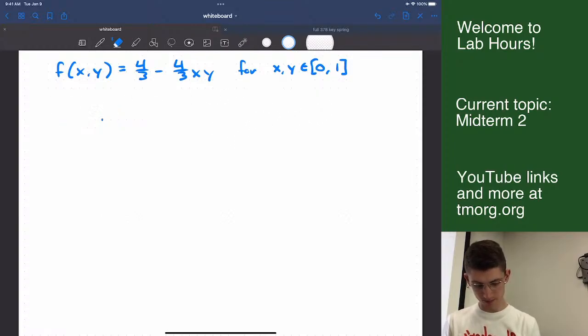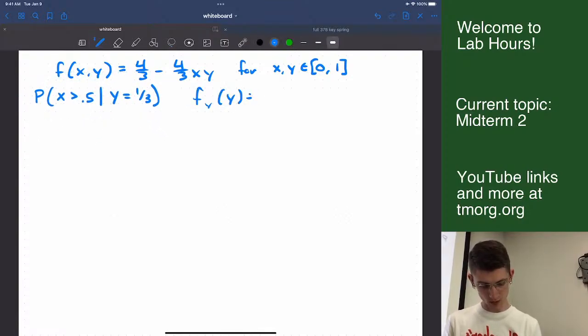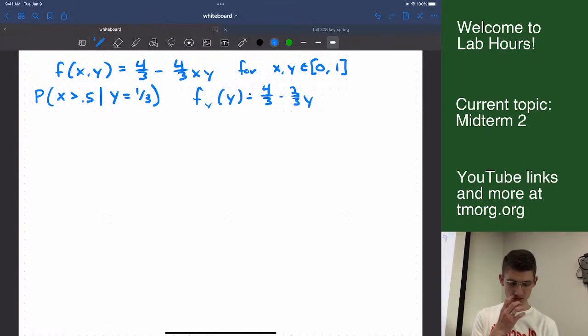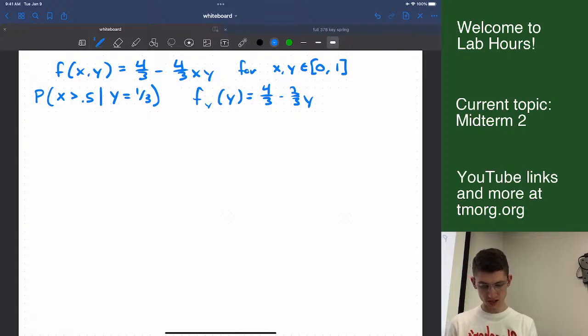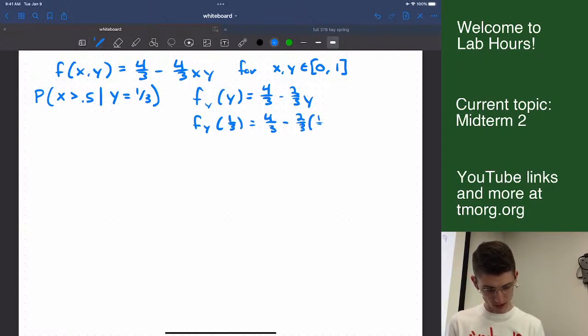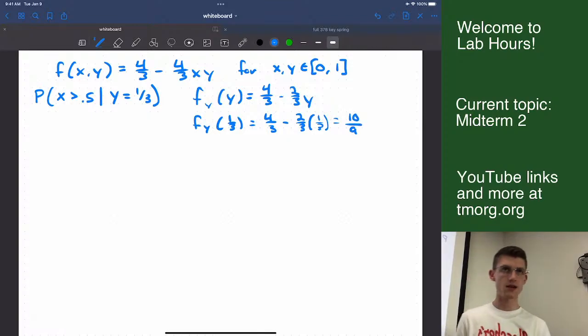We know from the previous slides that f_Y(y) is equal to 4/3 minus 2/3 y. Right, we just did that on the last one. I'm going to be speeding through this because there's other stuff I want to cover before you guys have to go. Basically, that means that f_Y(1/3) is equal to 4/3 minus 2/3 times 1/3, which is equal to 4/3 minus 2/9, which is to say 12/9 minus 2/9, which is equal to 10/9. Everybody see the math that I did there?